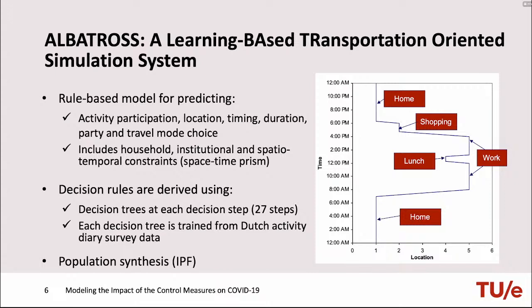With high temporal and spatial resolution. In the current version of Albatross, it is targeted to simulate activity agenda at a national scale at 1 minute time scale. Moreover, regarding the population synthesis, a built-in module generates population based on statistics using iterative proportional fitting. And therefore, it guarantees that the attributes of the generated population match real-world statistics.